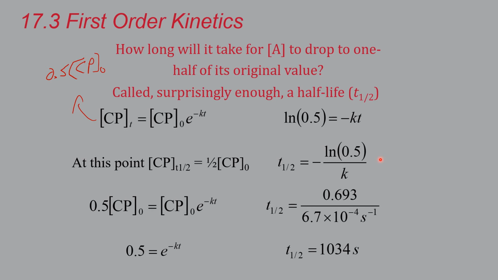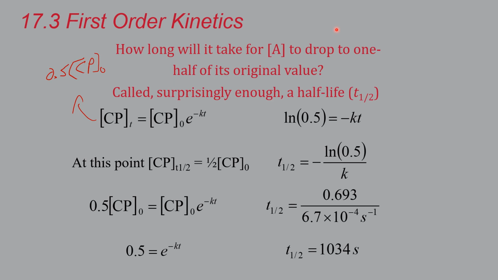That answer, once we got to here, there was no variable in there. There's no concentration. It is just a constant. And for this particular reaction, it is equal to this constant. For another reaction, it will be a different constant because the rate constant is going to be different. But the important thing is that for first order kinetics, that half-life is always the same. It doesn't matter what the starting concentration is.